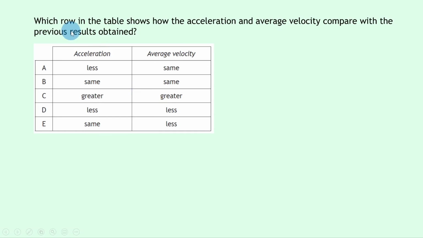So this means that for the acceleration, it should be the same, so it's going to be B or E, but we said the average velocity should be less, so that means our answer is going to be E here.